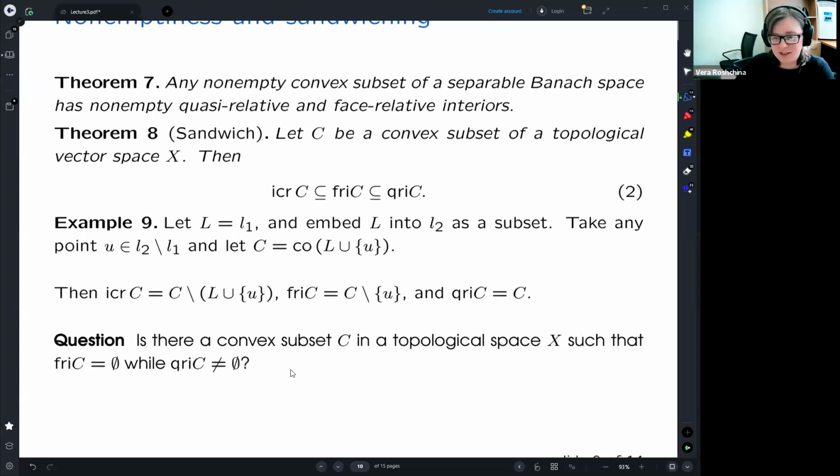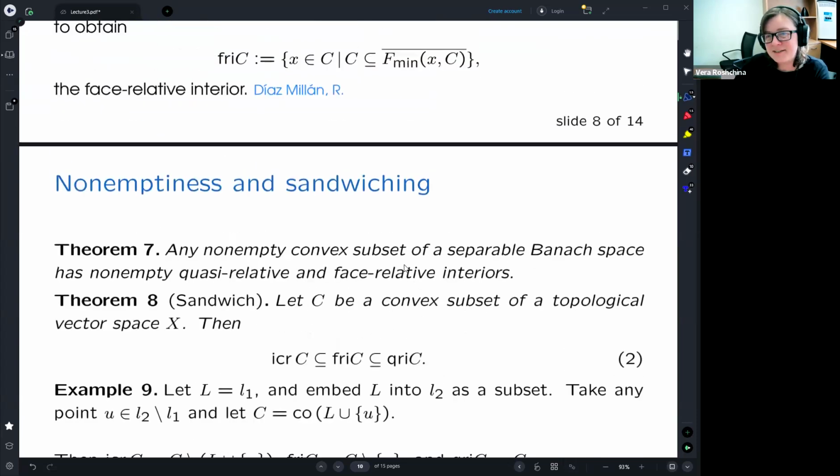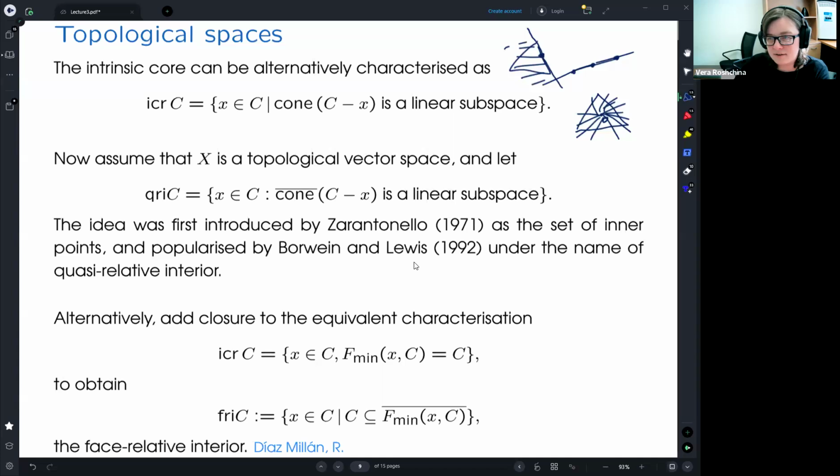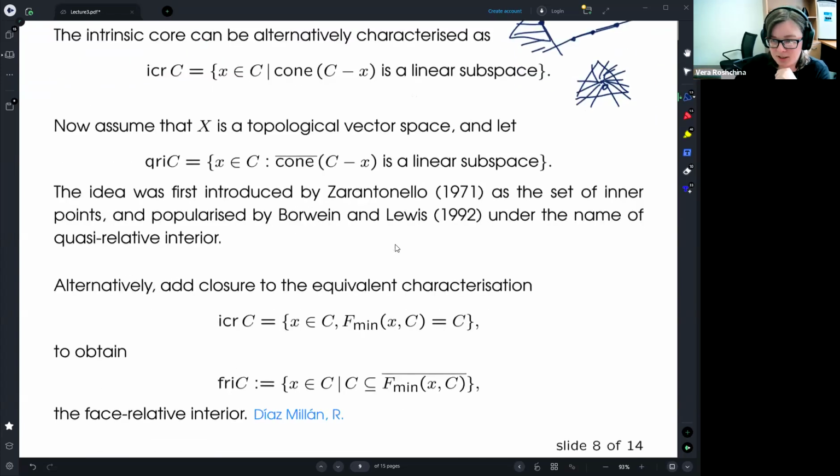And I wanted to put this question out there: is there a convex subset in some topological space X such that the face relative interior is empty, but the quasi-relative interior is not? Maybe for people who are not that interested in infinite dimensional spaces, it's a bit too far from your interest. But for somebody who likes this kind of thing, I think it's an interesting problem, to see how different generalizations of intrinsic core are related and if they are non-empty under the same condition.